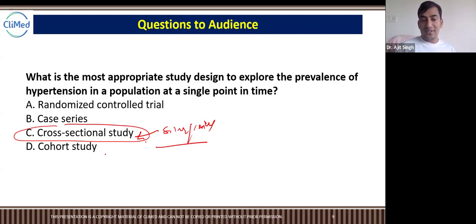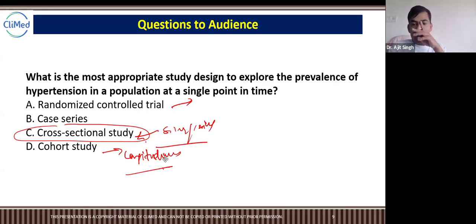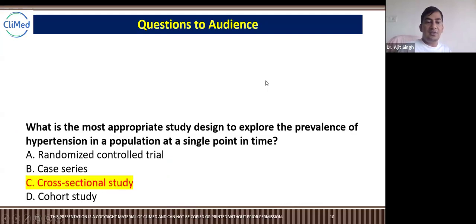Cohort studies are longitudinal studies where we have to wait for years to get the result or to prove the hypothesis. And randomized control trials are also longitudinal interventional studies. So the correct answer is cross-sectional studies.